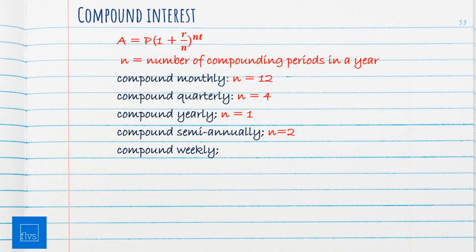Compounded weekly, there are 52 weeks in a year, so n would be 52. Compounded daily, there are 365 days in a year, so n equals 365. So those are the different compounds. The ones that you will use the most are the first 4. You'll see a lot more compounded monthly.